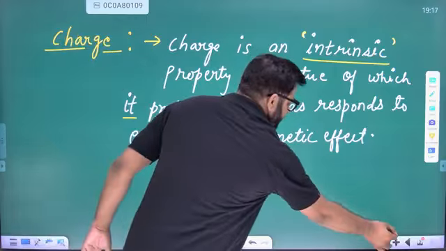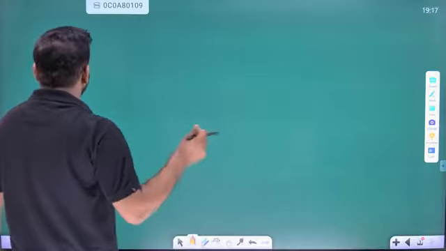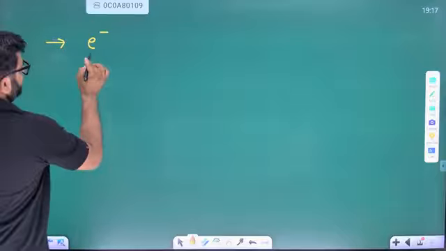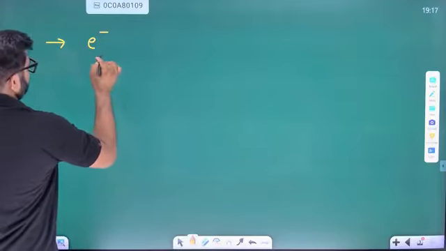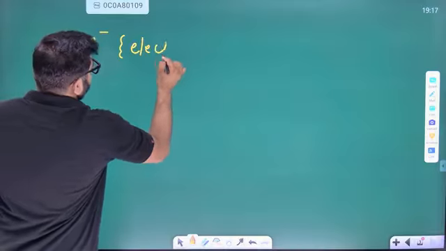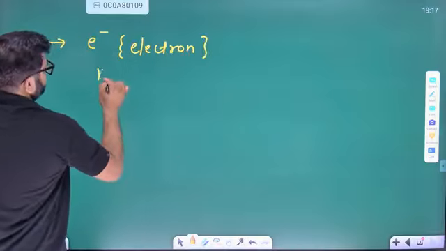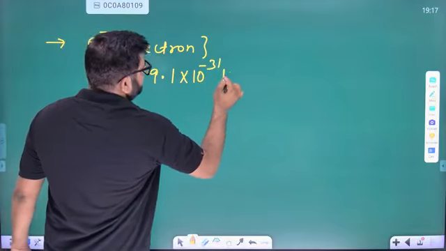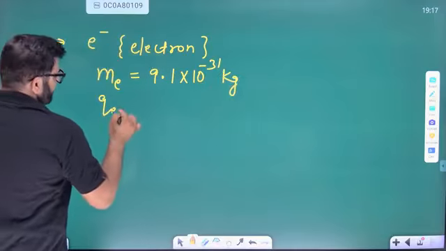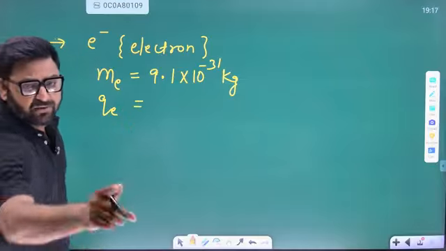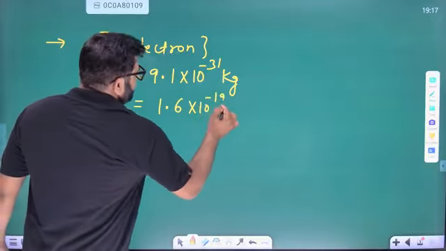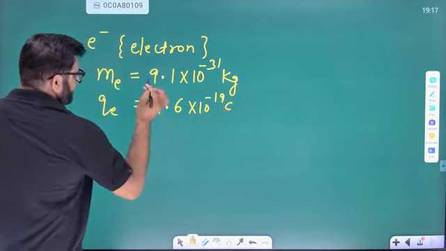All right. I just discussed electron and proton, so let me tell you some very basic things about the electron. What is the mass of the electron? 9.1 into 10 to the power minus 31 kilogram. Also, what is the charge on the electron? 1.6 into 10 to the power minus 19 coulomb, and this is obviously the negative charge.